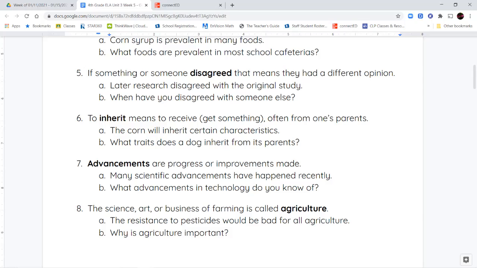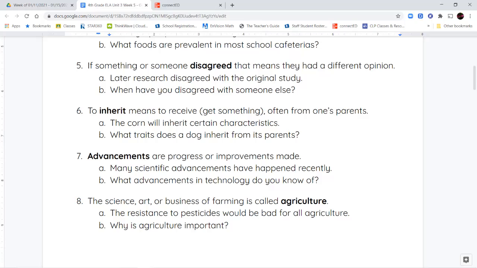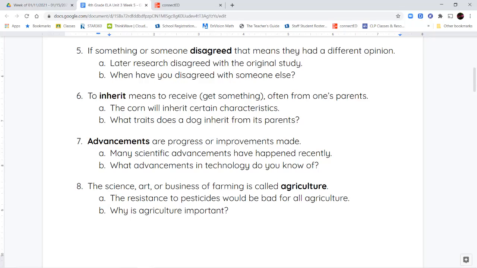Next, we have the word advancements. Advancements are progress or improvements. So we can say many scientific advancements have happened recently, especially considering everything we're going through right now. There's a lot of scientific advancements as far as research and developing medications and treatments and vaccines. And our last word today is the word agriculture. Agriculture is basically the study or the business of farming. We call that agriculture.